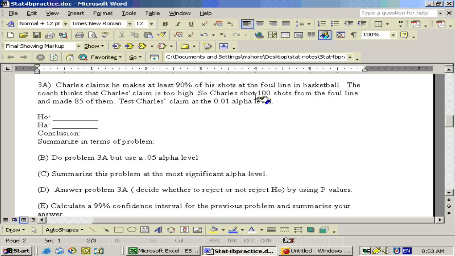So Charles shot 100 foul shots from the line and made 85 of them. Test the claim at the 0.01 alpha level. Your N is 100. Your X is 85. Number of successes is 85, and we're testing at a 0.01 alpha level.